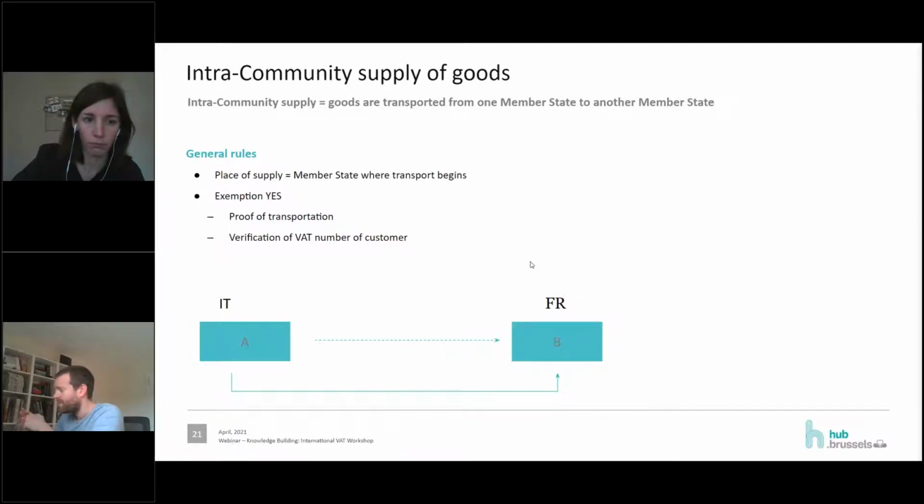In this case, what is important to understand is that there is actually an exemption. The exemption is that if you perform a supply of goods from one member state to another one, this supply of goods, which is called an intracommunity supply of goods, is exempted in the country of dispatch of the goods and will have to be taxed in the country of arrival of the goods.